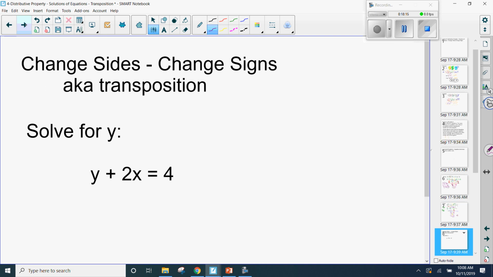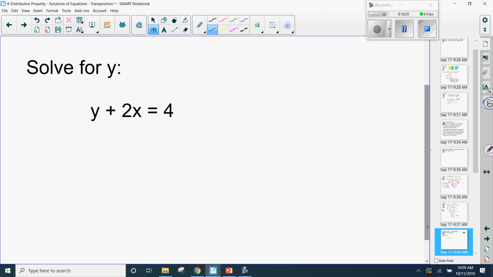That's known as transposition. So here's the other way that you're going to use it, if you have more than one variable. What if I ask you to solve for y now? You want y by itself, right? So I need to take everything that's on the same side as y and move it over to the other side. If you move it over, what does it become? Negative. So you have a -2x, and that's a +4.